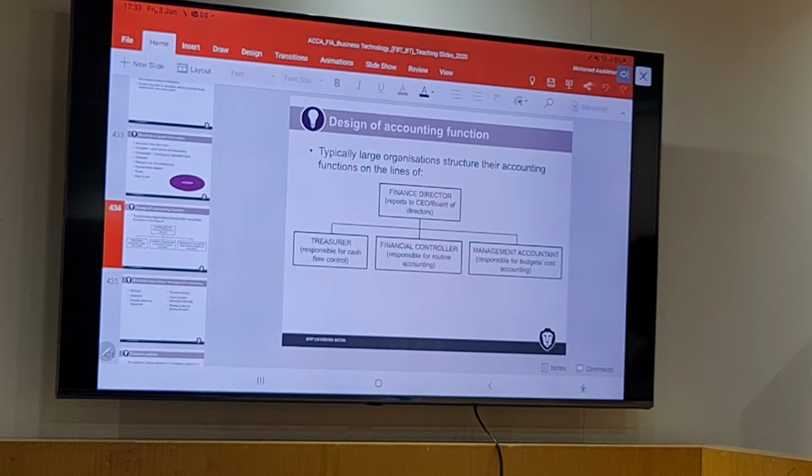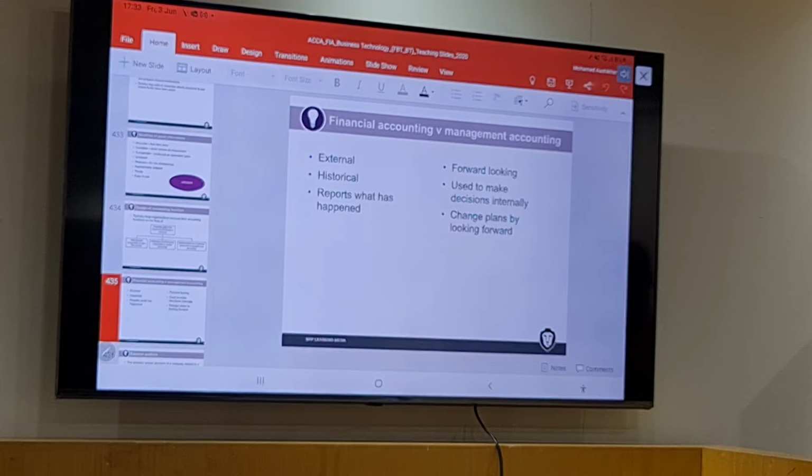Design of accounting function. You will have a finance director, then treasurer, finance controller, and management accountant. This is a chart. Financial accounting versus management accounting. Financial accounting is external, historical, and reports what has happened. Management accounting is forward-looking, used to make decisions internally, to change plans by looking forward.